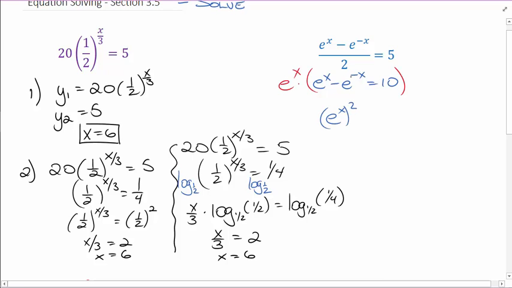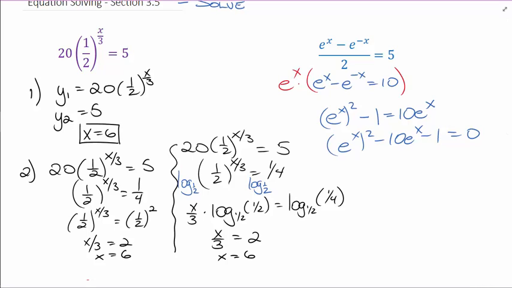E to the x times negative e to the x will give me negative 1, and then 10 e to the x. I'm going to bring over the 10 e to the x: e to the x squared minus 10 e to the x minus 1 equals 0. While this doesn't look like it, this is actually a quadratic equation.